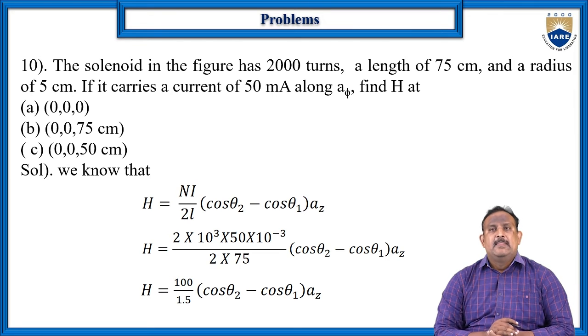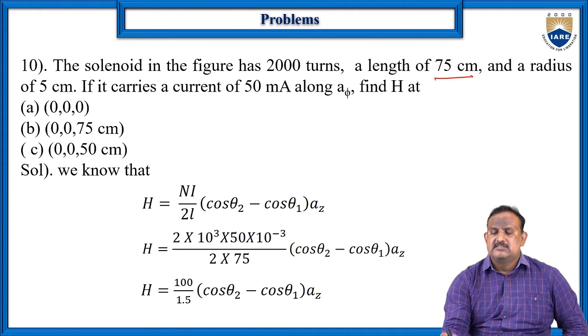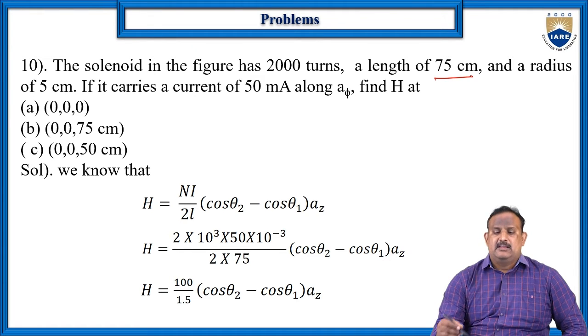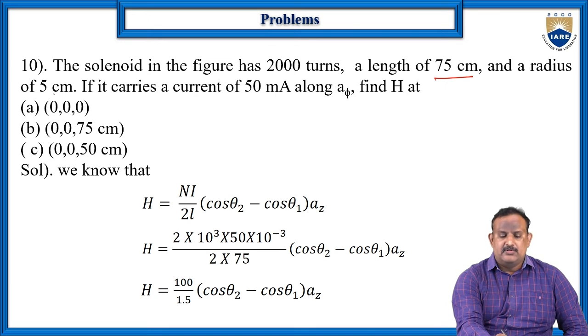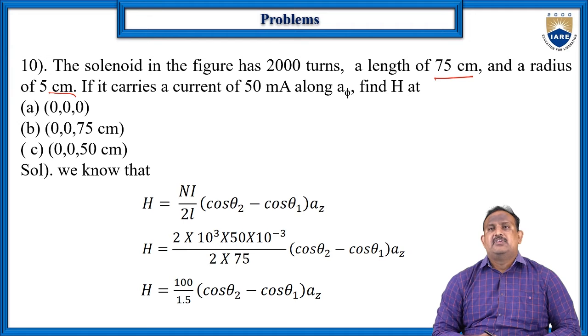Next, we'll do the next problem. The solenoid in the figure has number of turns 2000 and a length of 75 centimeters, with a radius of 5 centimeters. It carries a current of 50 milliamps along Az. We need to find the magnetic field intensity at (0, 0, 0), (0, 0, 75 centimeters), and (0, 0, 50 centimeters).